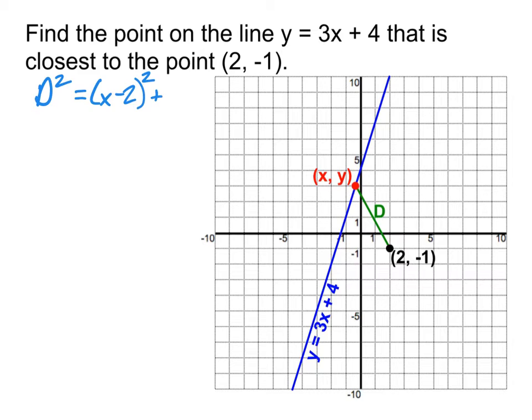Plus, how would you find that length? And so yeah, that distance there is going to be the y minus the -1, which of course then is y plus 1. And that's going to be squared. And so that would give us our distance. Now, of course, that's distance squared, right? We talked about distance formula.